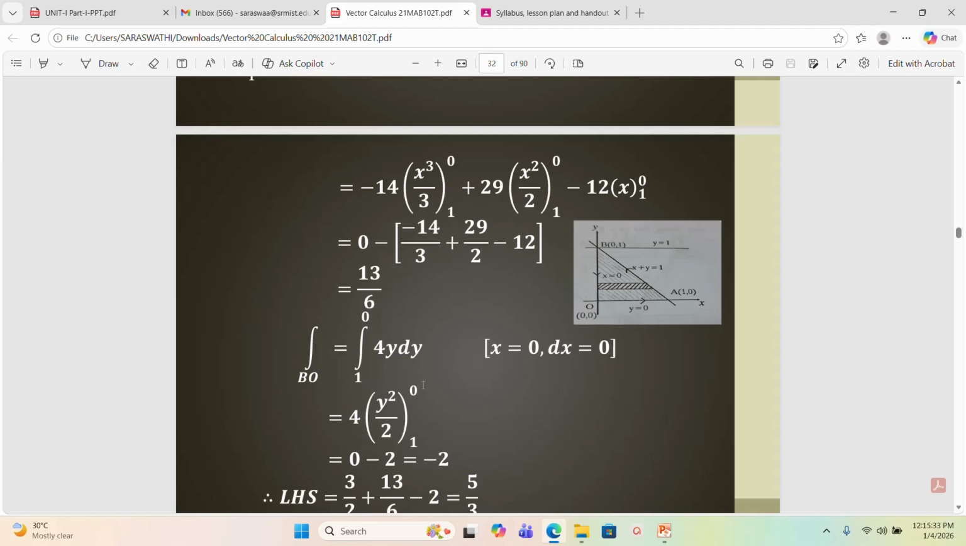Close the limit. Upper limit as y equal to 0 minus lower limit as y equal to 1. So it is 4 by 2 into 0 minus 1 equal to minus 1. So minus 1 into 2 is equal to minus 2.